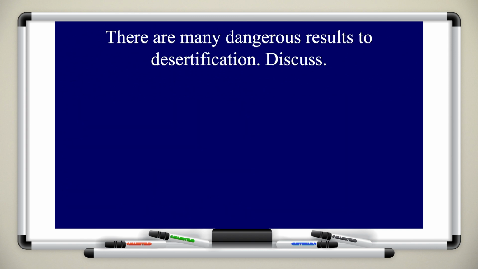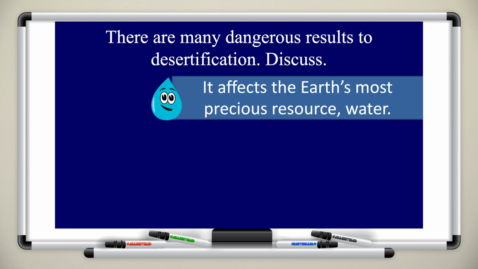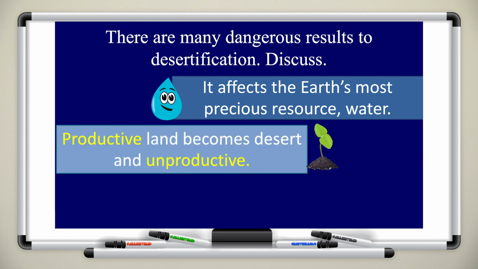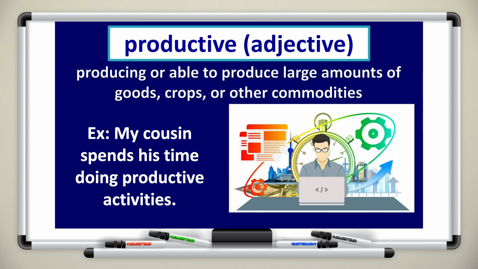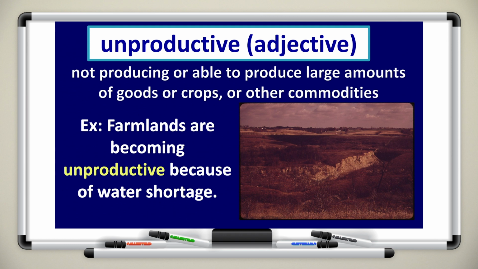Now, there are dangerous results to desertification. What are the results? First, it affects the Earth's most precious resource, water, and productive land becomes a desert and an unproductive land. When I say a productive land, productive means able to produce large amounts of goods, crops, or anything. Example, my cousin spends his time doing productive activities. He's producing things. The opposite, the antonym, is unproductive.